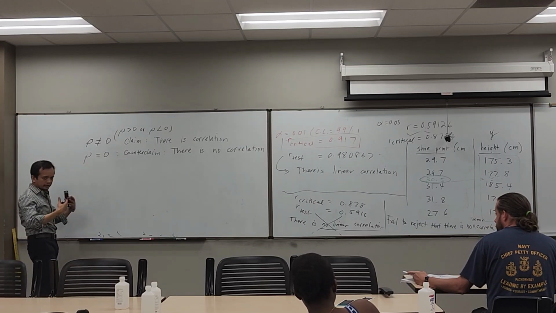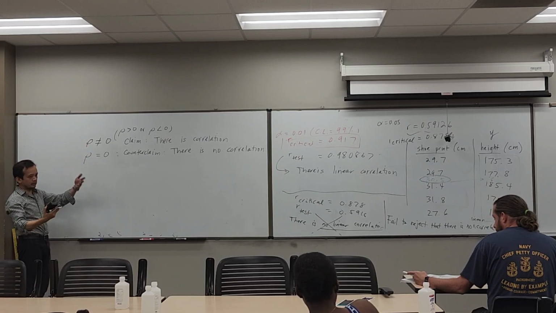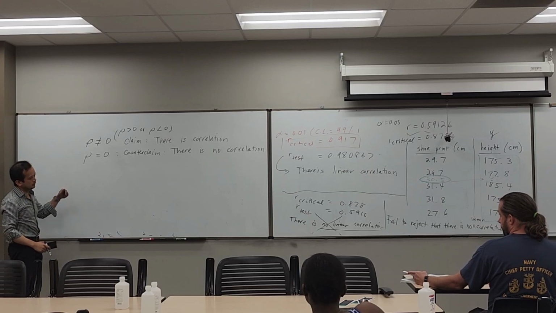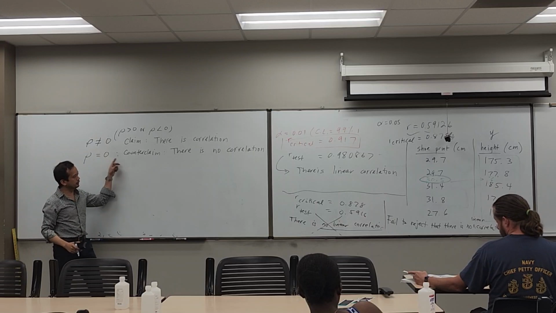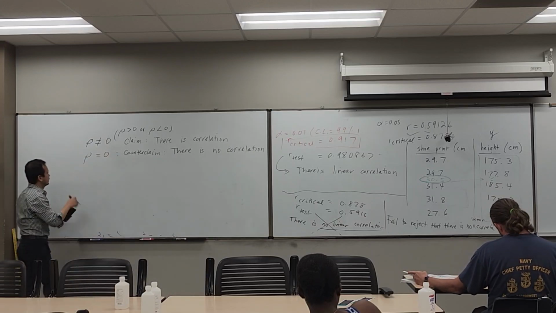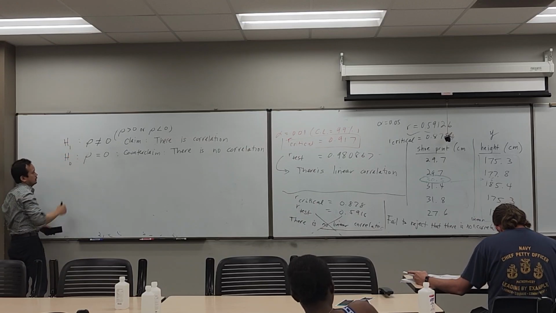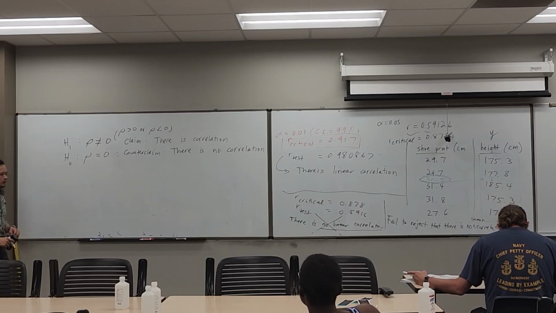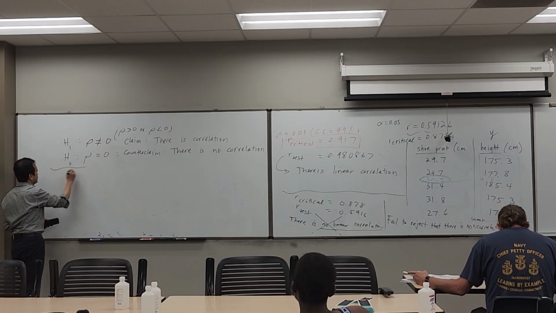Okay, and so the next step in hypothesis testing is to identify the null hypothesis. There is no correlation? Yeah, so the statement that has equality would be the null hypothesis. So in this case, there is no correlation. So that will be the null hypothesis, H0. The other statement will be H1. So what we do now is we assume the null hypothesis is true for the next step.